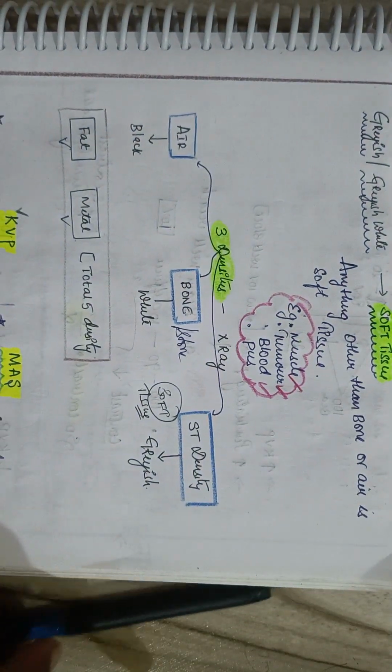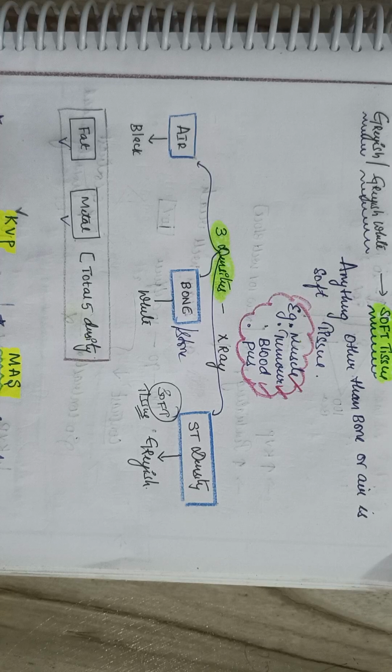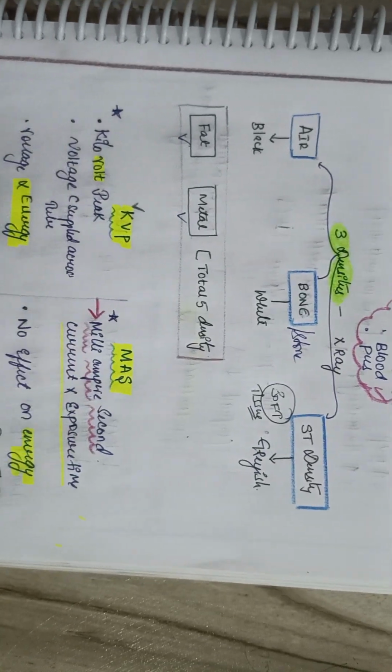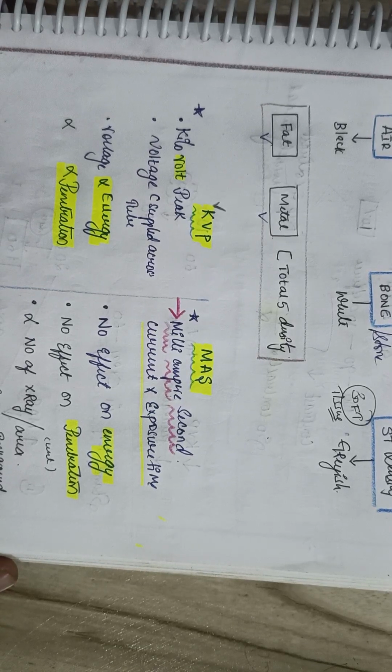Now, let us understand two basic important points here. That is kVp, next is mAs. And what is kVp, guys? Remember and understand, it is a kilovolt peak. Now, what is it? It is the voltage supplied across the tube. How much voltage is supplied across the tube is the voltage. It is a kilovolt peak.